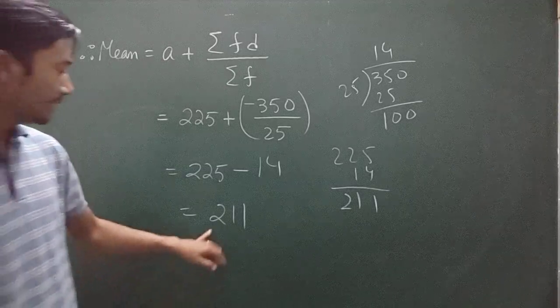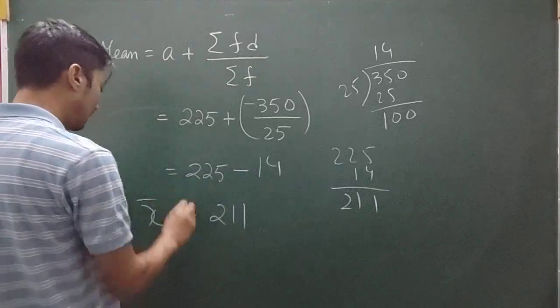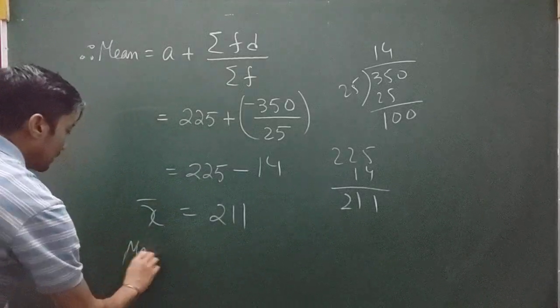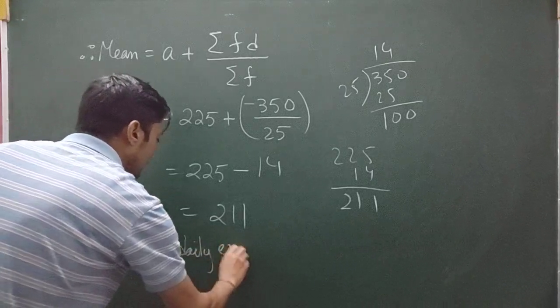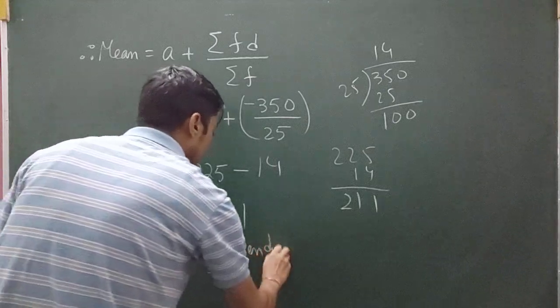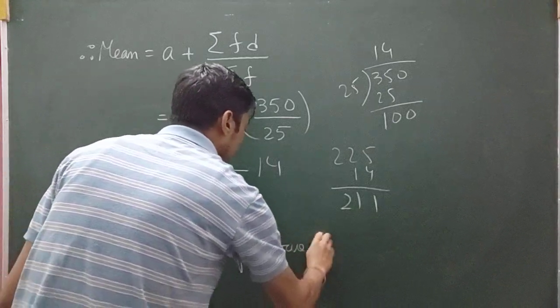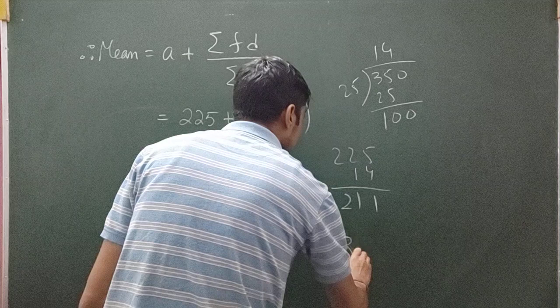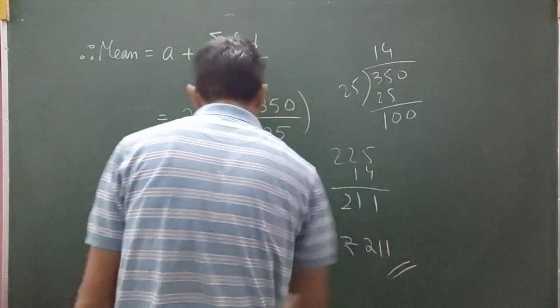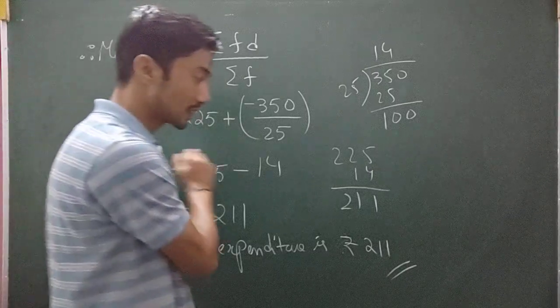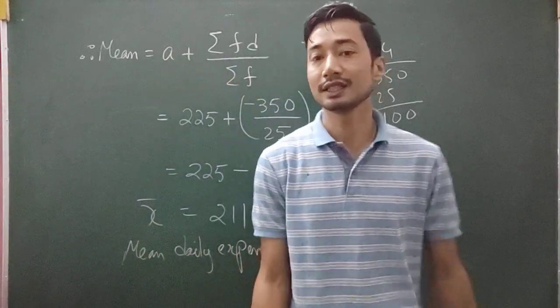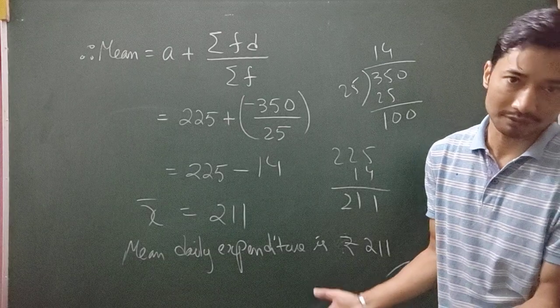So the mean daily expenditure is rupees 211. So that's it, folks. That's the assumed mean method. Alright, so it's not a very difficult method.